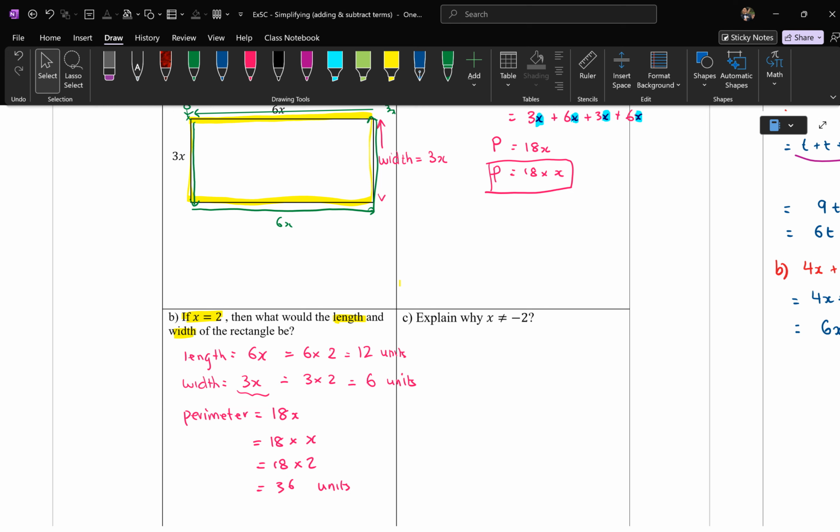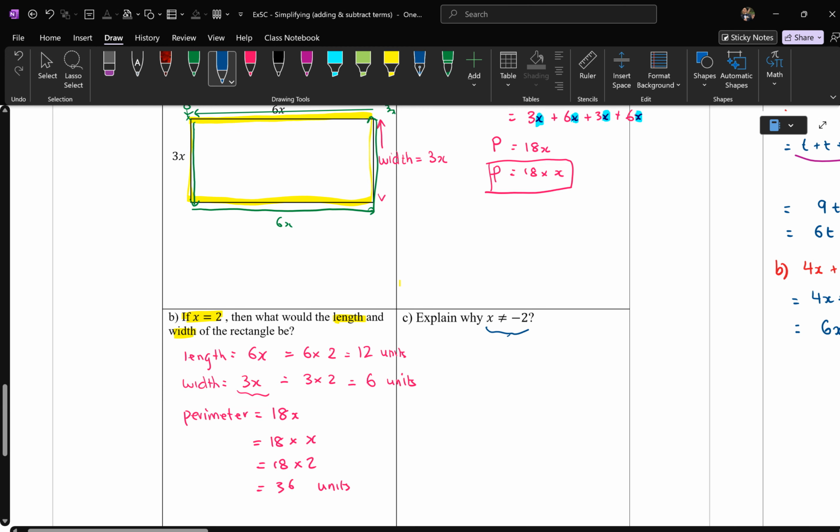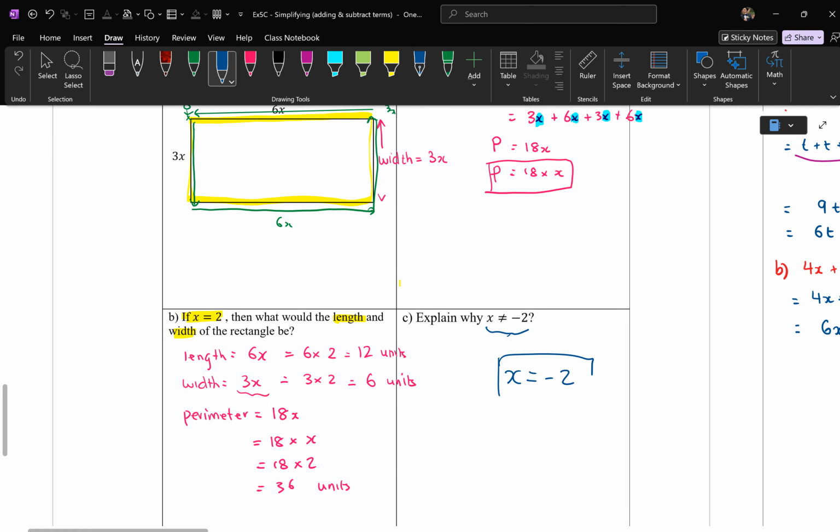Yeah? And another conceptual thinking is, why can't x be negative 2? What's the problem if x is negative 2? Why doesn't this work? I mean, I can sub it in. I can put negative 2, so length would be 6 times negative 2, it's negative 12. Width would be 3 times negative 2, which is negative 6. And perimeter would be 18 times negative 2, which is negative 36.